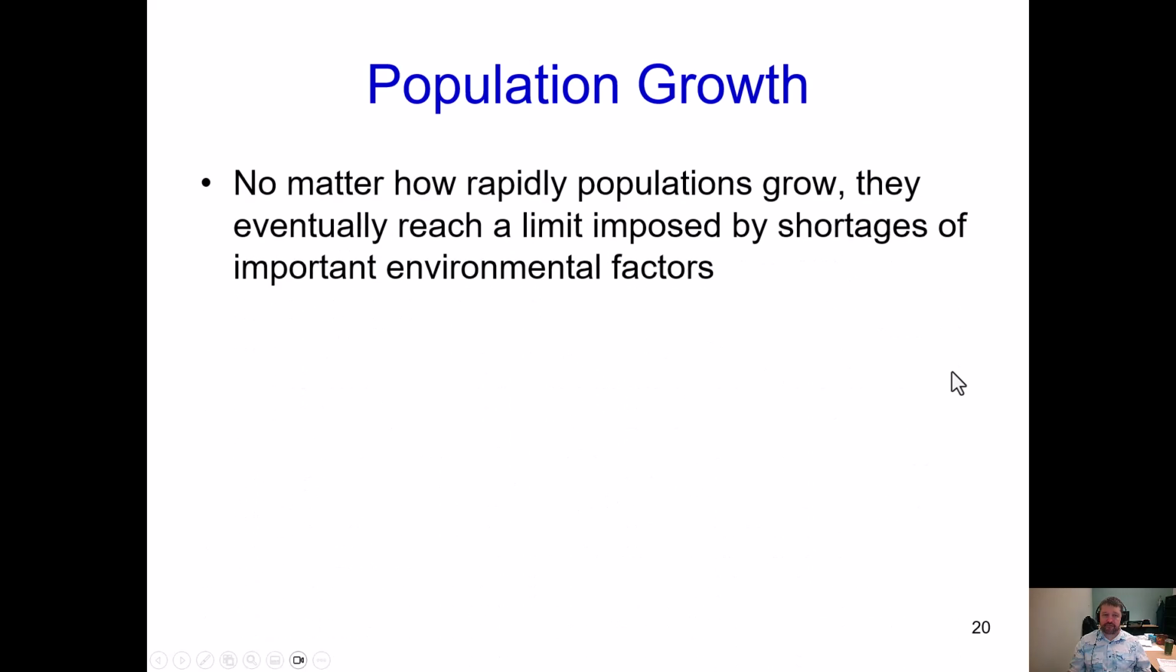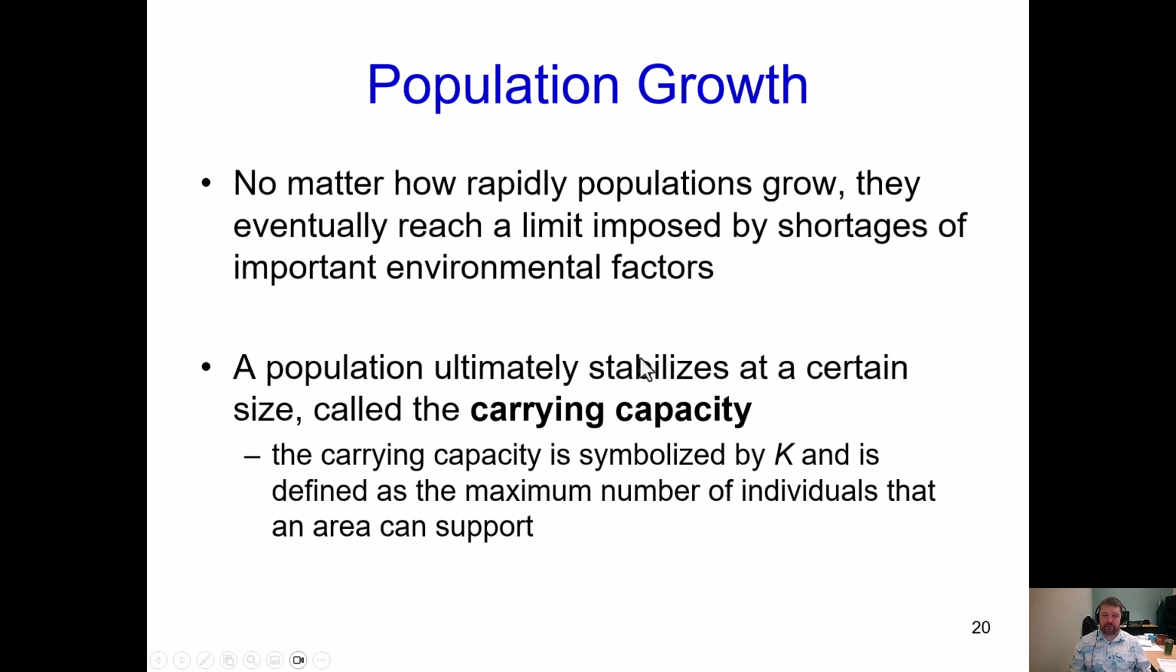So back to that growth rate. Again, no matter what is growing exponentially, it will always eventually make it to a limit. And that limit is called the carrying capacity. So the top amount that an ecosystem can hold or provide for is the carrying capacity.